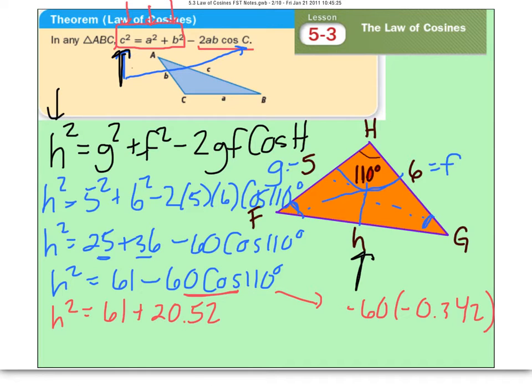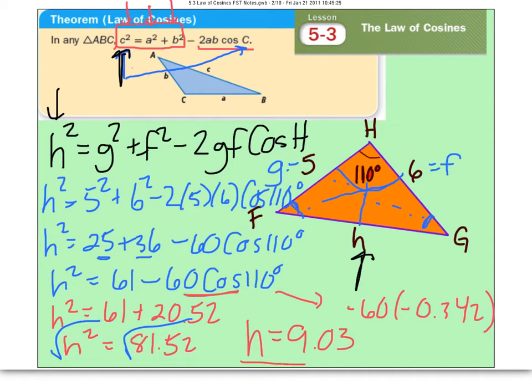Here's why. This right here is the negative 60. The cosine of 110 is negative, so negative times a negative will become positive. Be incredibly careful here. This is where people are going to make a mistake. Now let's bring those 2 together, and we're going to have 81.52. To wrap it up, all you have to do is take the square root of that, and that'll give you h is equal to 9.03 in terms of the length.